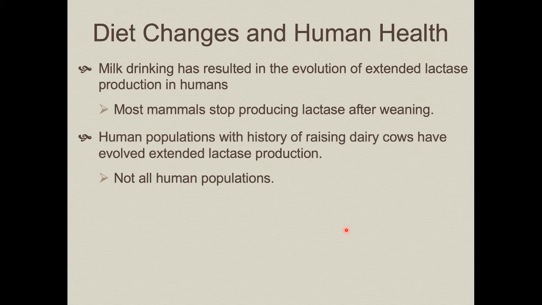So when it's adaptive, we have seen mutations that have led to this extended lactase production evolving in populations that are in the appropriate context, if they're still drinking milk. If they're not drinking milk, you're not going to see selection for that proximate mechanism.